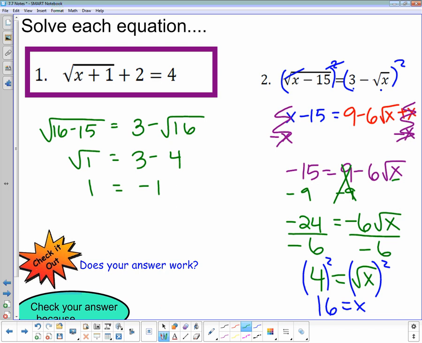Now we all know that that is not true. So in this case, I actually end up with what's called an extraneous solution. So I have no solution here.